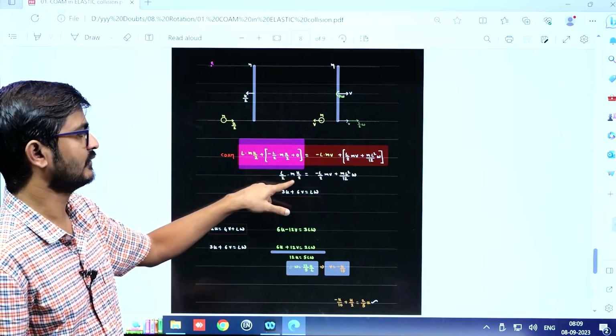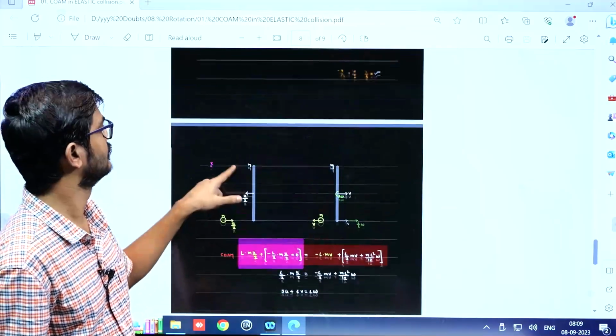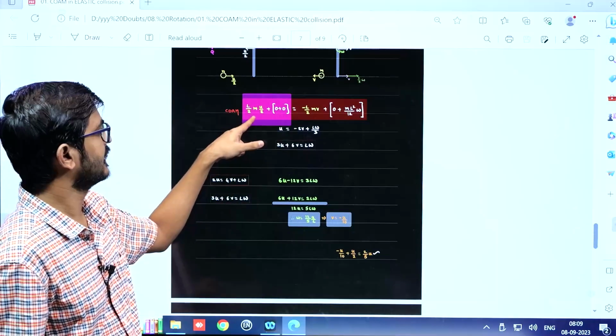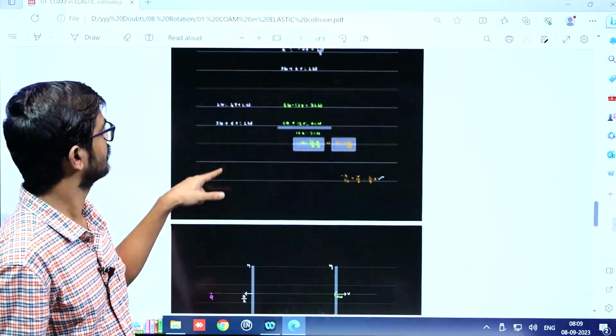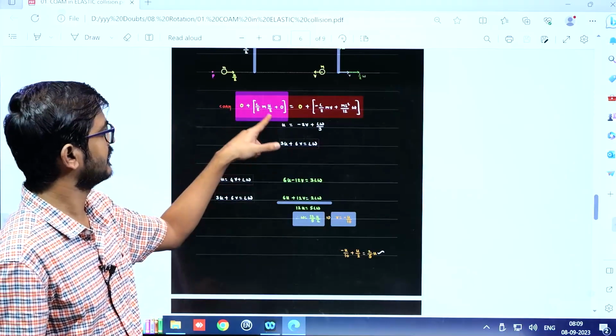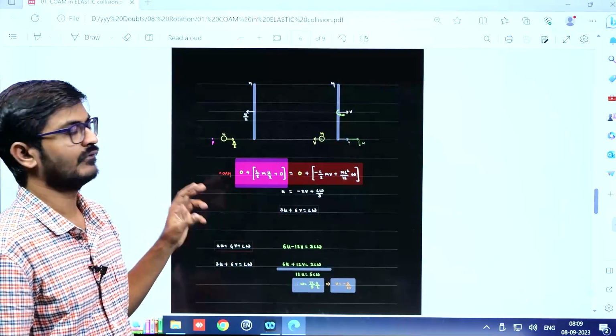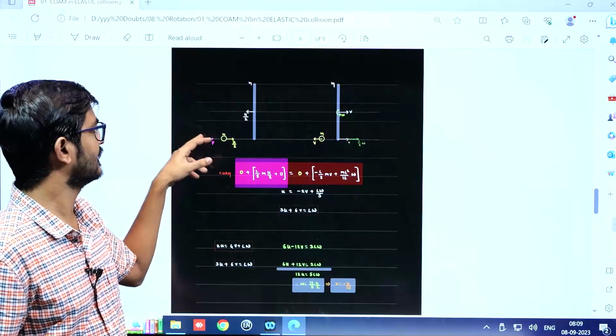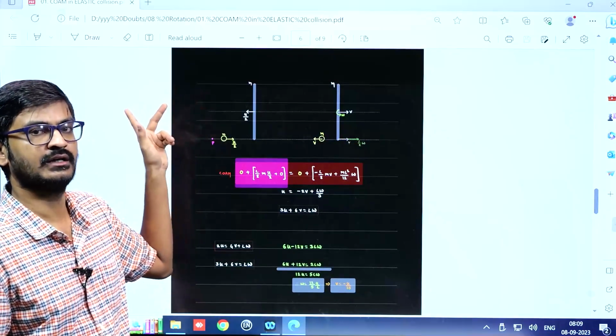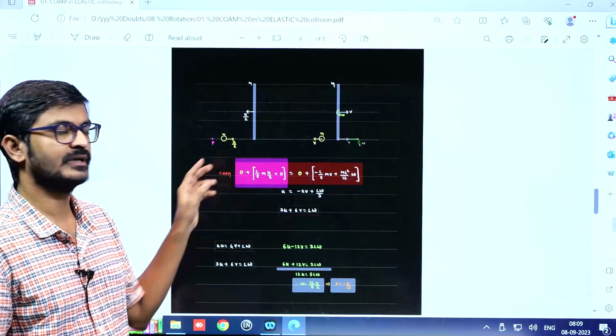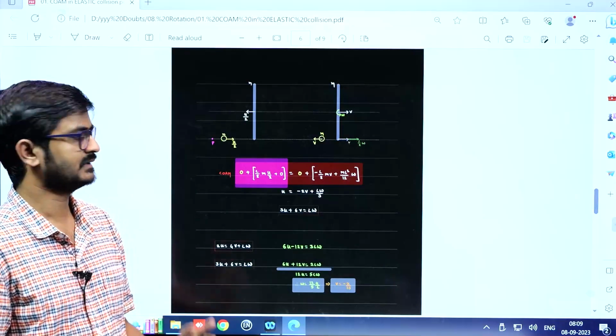But if you notice one thing carefully, this thing I have highlighted here, that is L by 2 into mu by 2, that is L by 4 mu. Here also I am getting L by 4 mu. So in center of mass frame, no matter whether I took point P or Q or R, I am getting angular momentum of the system as same.